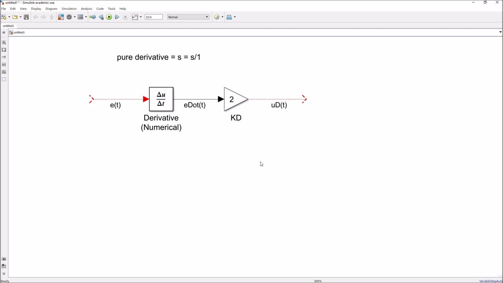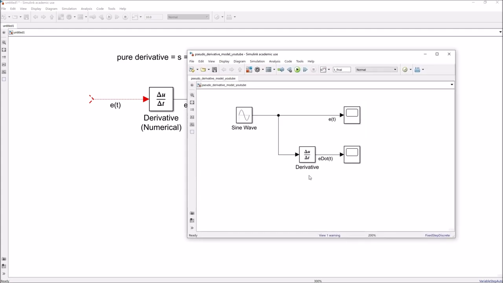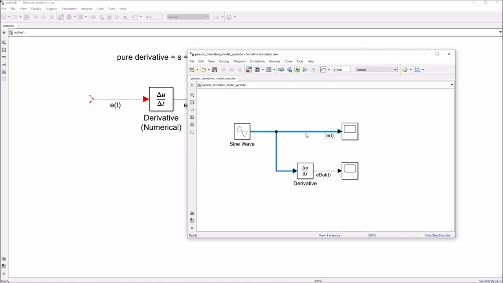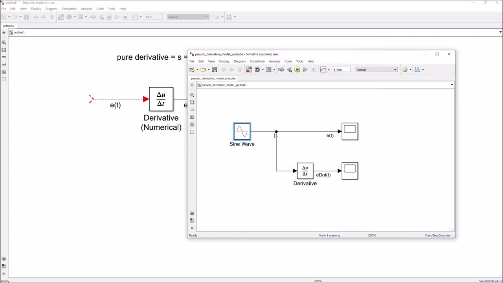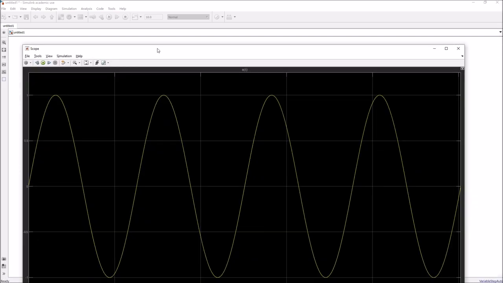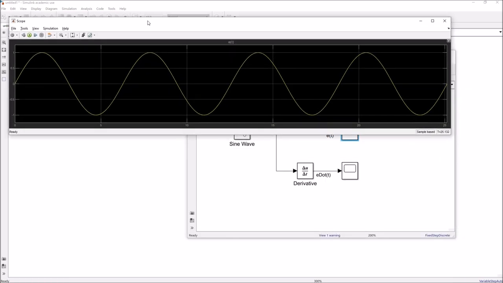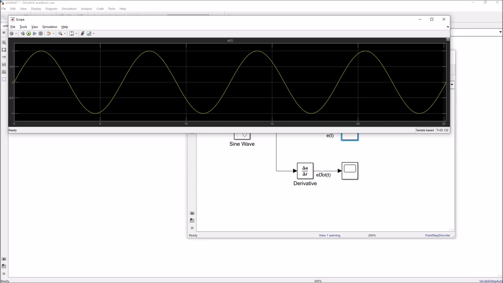Just to verify that this seems reasonable, let me pull up another Simulink model that I have prepared off screen, and it is really simple. All I've got here is a signal E, just a sine wave with angular frequency omega_E. I think I've set this to 1, but again, it doesn't really matter. Now let's calculate its derivative E dot using that numerical derivative block we just discussed. If I run this Simulink model and pull over the scopes, this is the top scope, E. Here's the error signal, and here's E dot calculated via this numerical derivative block.